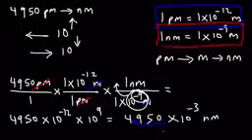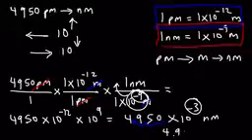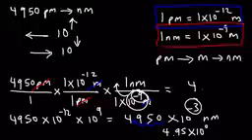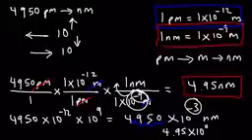So since we moved it 3 units to the left, we're going to add 3 to negative 3. So we're going to get 4.95 times 10 to the 0. And anything raised to the 0 power is 1. So 4.95 times 1 is just 4.95. So this is our final answer. It's simply 4.95 nanometers.